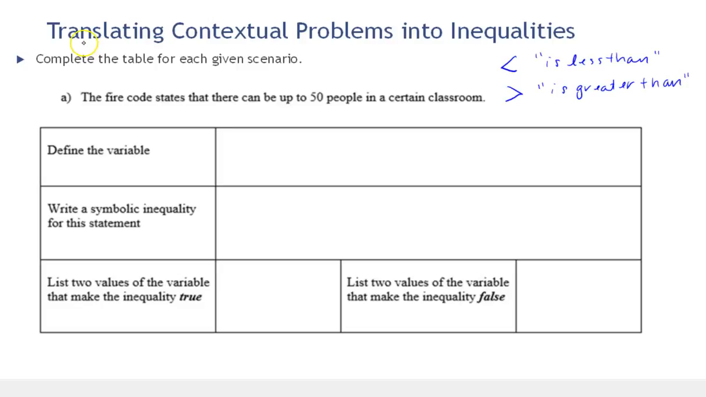In this video, we're going to learn to translate contextual problems into inequalities. So let's read the first problem. The fire code states that there can be up to 50 people in a certain classroom. So let's read the different questions.